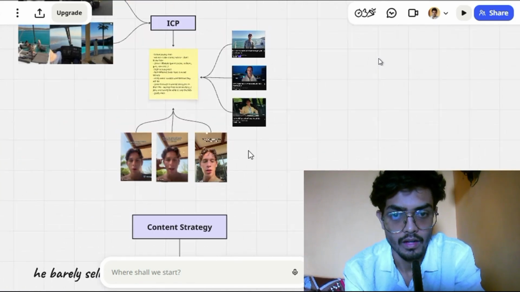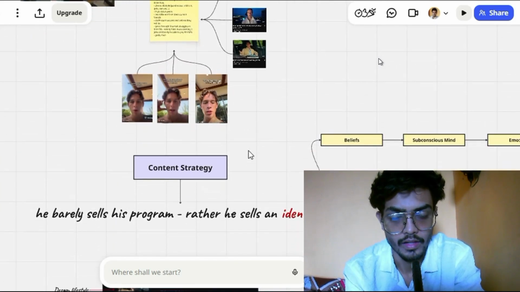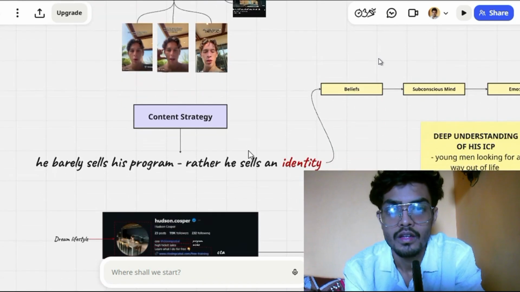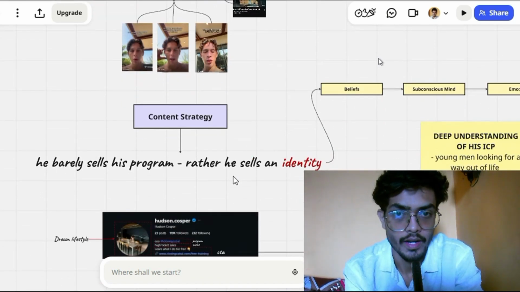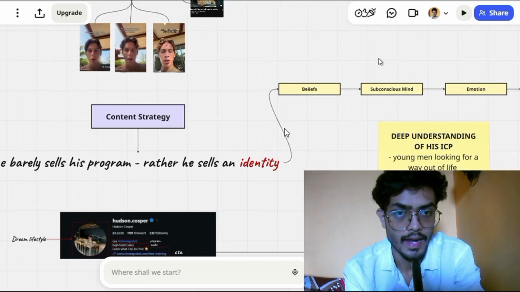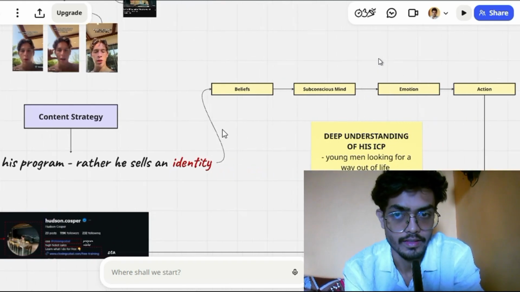Now let us look at the entire content strategy much more in detail. So one of the things I have noticed is that he barely sells his program, which is his high ticket program. What he sells is an identity. Now, why does he sell his identity?